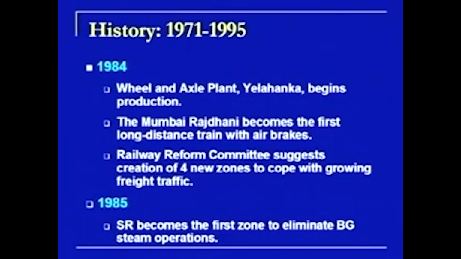The wheel and axle plant at Delhi Anka started its production in 1984. The Railway Reforms Committee suggested that we should go for more creation of zones so as to handle the operation of the freight traffic more efficiently. That was again in 1984. Southern Railway became the first zone to eliminate the broad gauge steam operations, that was in 1985.